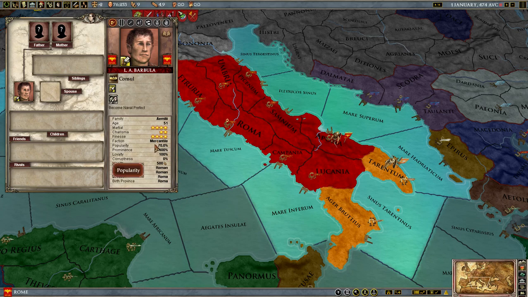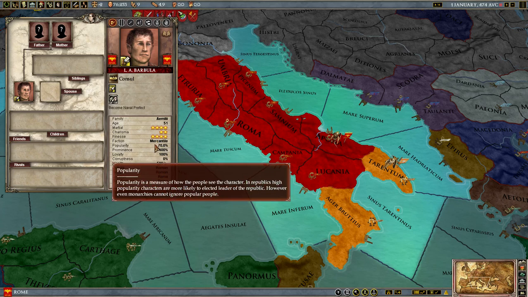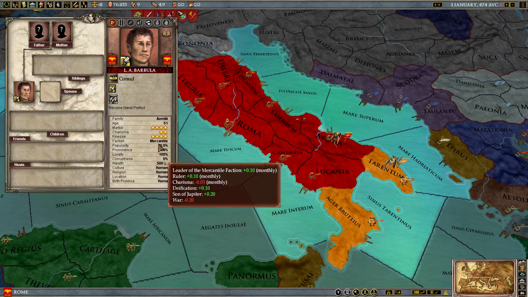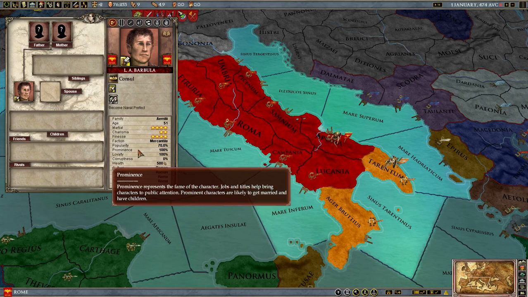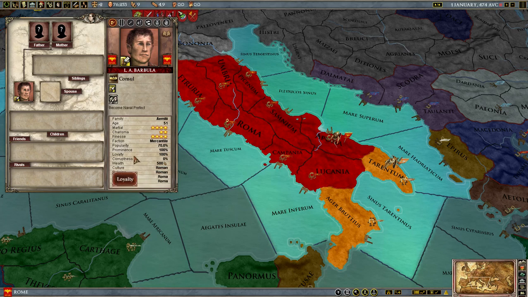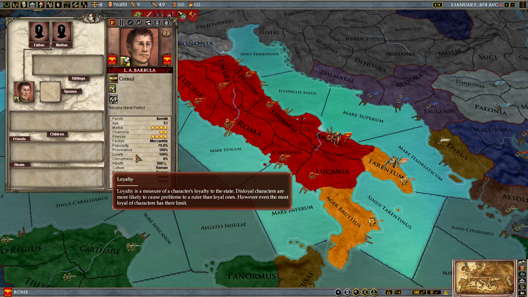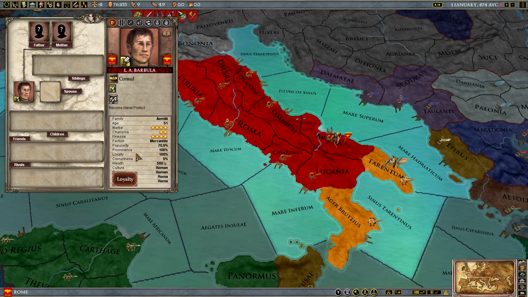His popularity with the people. You want a high popularity, because it does keep revolt risk down. Prominence is pretty simple. Fame of the character, job and titles help bring them to public attention, and prominent characters are likely to get married and have children. Loyalty, a measure of the character's loyalty to the state. Disloyal characters are more likely to cause problems for a ruler than loyal ones.